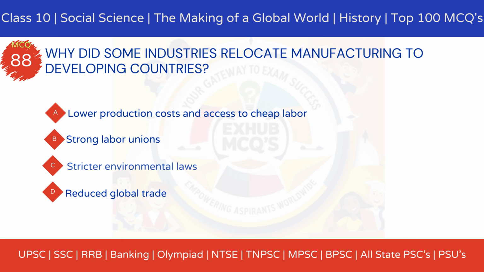Option A. Lower production costs and access to cheap labor. Option B. Strong labor unions. Option C. Stricter environmental laws. Option D. Reduced global trade.